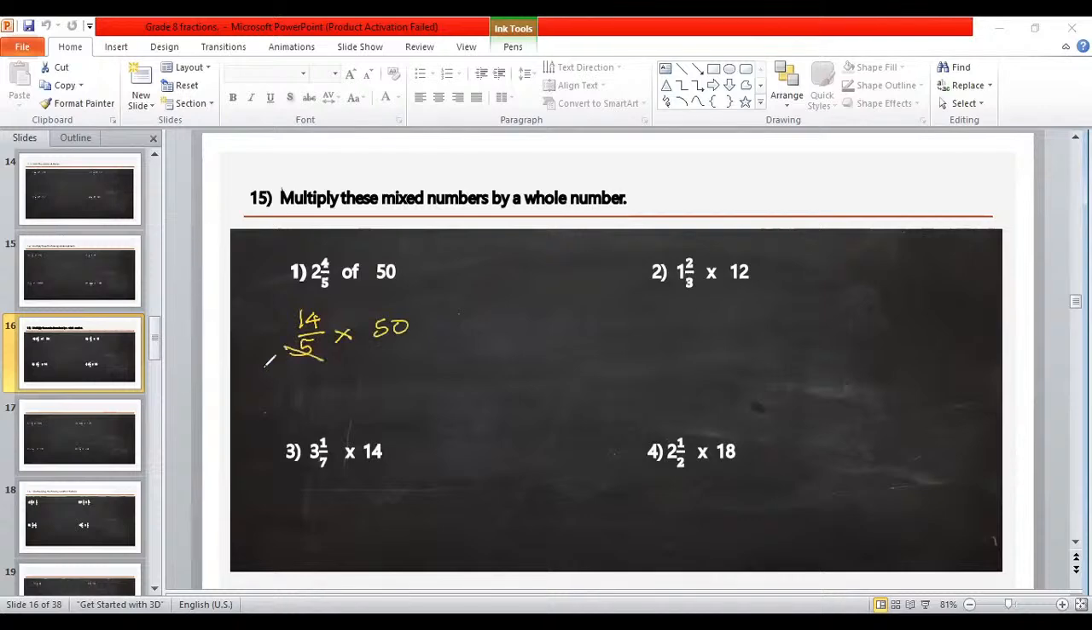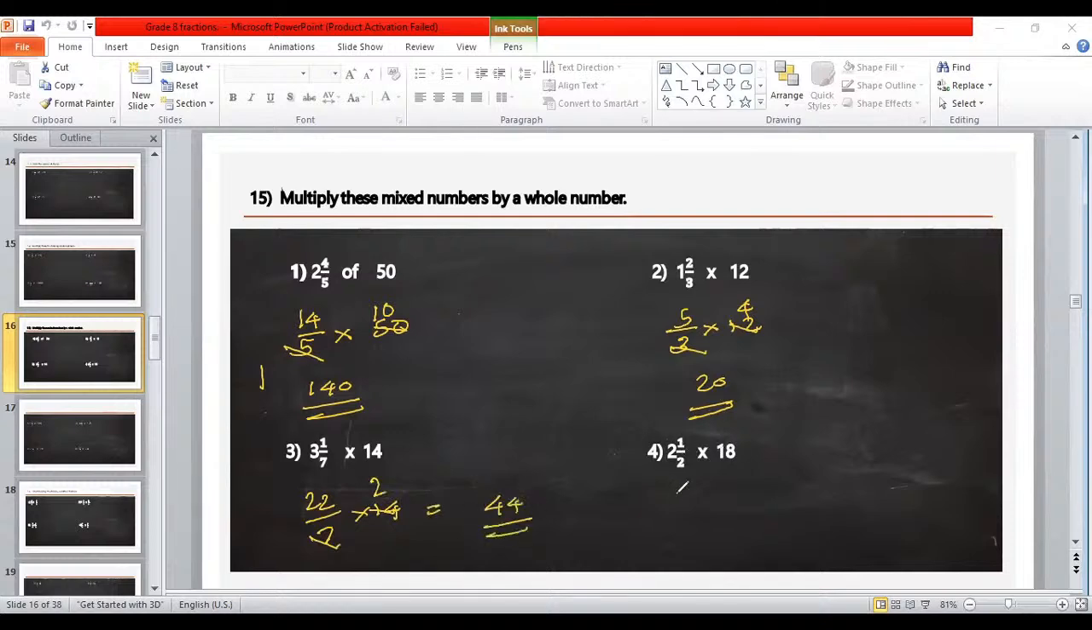Now cancel out below the line 5, 1, here 10. 10 times 14 is 140. Now look at 3 times 1, 3, 3 and 2, 5/3 into 12. How many 3s for 12? 4 times 5, 20. 7 times 3, 21 and 1, 22/7 into 14. How many 7s here? 2. 2 times 22, 44. 2 times 2, 4 and 1, 5/2 into 18. Then here 9. 9 times 5, 45.